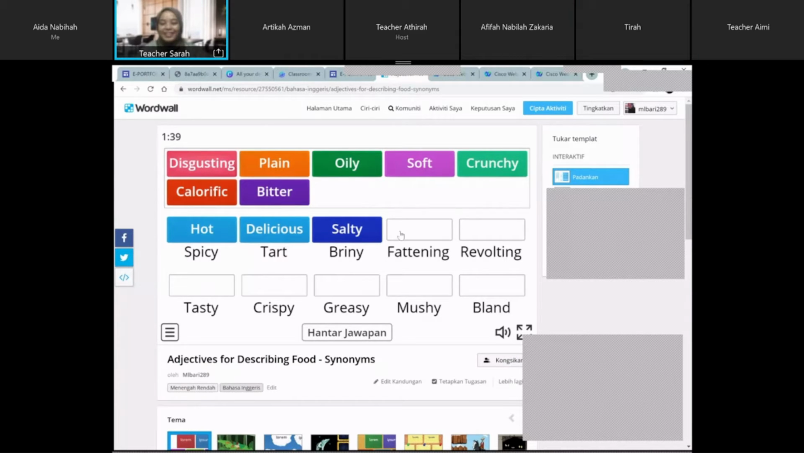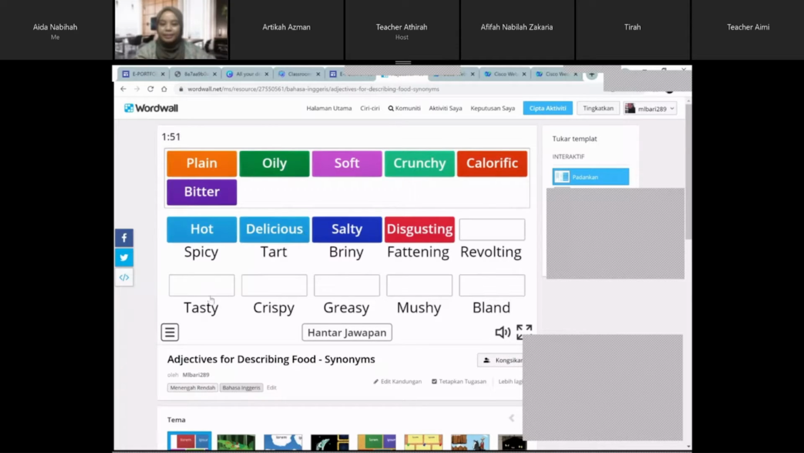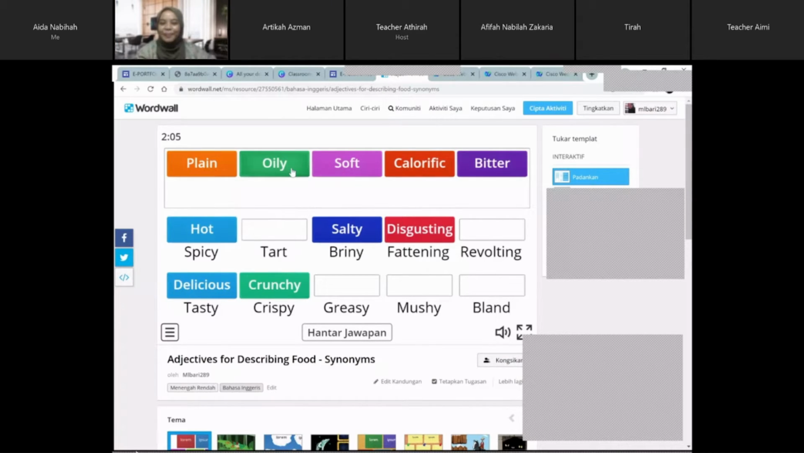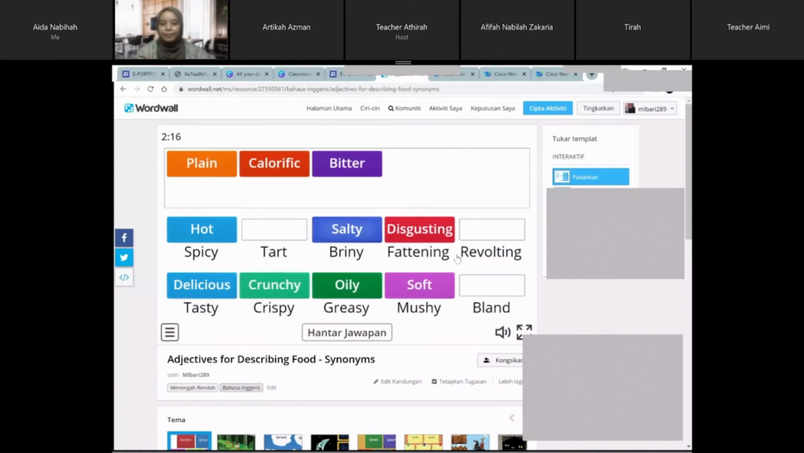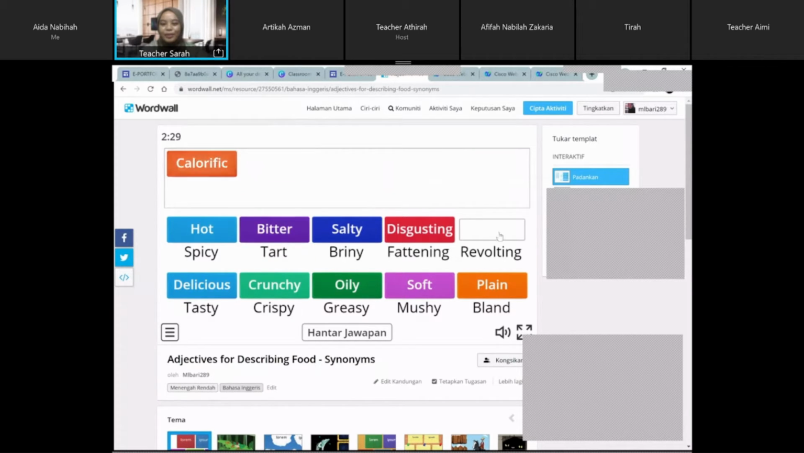What about revolting? We move to tasty first. What can you replace the word tasty with? Delicious. Okay, we tried it. How about crispy? Crunchy. Okay, greasy. Oily. Mushy. And bland. Plain. Okay, now the tart. What is tart? Bitter. And revolting. Is it your final answer? Okay, let's check.